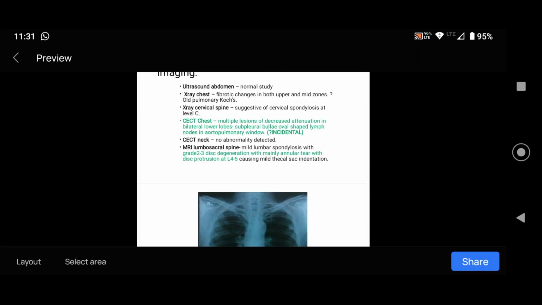So, ma'am, this chest CT was a very difficult thing. We could not really understand how to interpret these findings. Okay. You can go further, then we will discuss it.